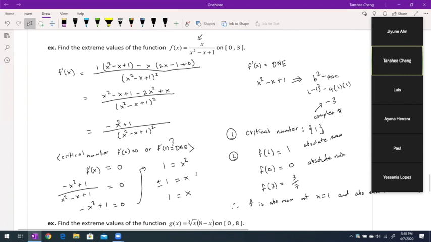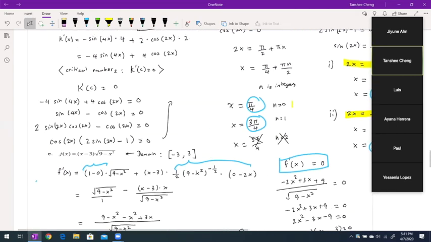So here's another function, all right? But this time, what we are interested in is to find the extreme value of the function on the closed interval from 0 to 3. So let's go back and look at how to find extreme values on a closed interval. What is the extreme value? We are talking about absolute maximum and absolute minimum. From the very first page of this session, we see that absolute maximum and absolute minimum can happen on the endpoints, or they can also happen on critical numbers.